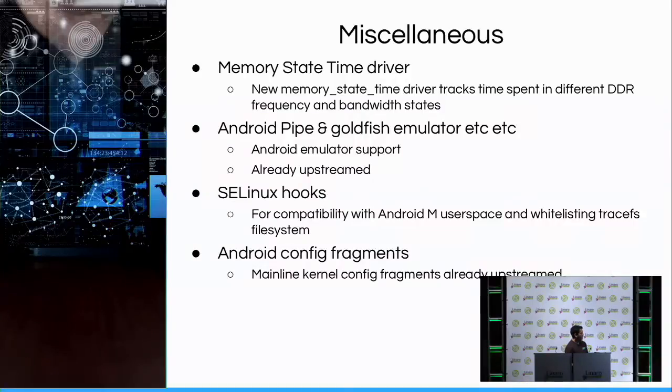And finally, Android config fragments. These config fragments recently got merged mainline. Rob Herring merged them. Right now, these config fragments only contain the fragments which are available in the mainline tree. So Android still contains about 4 or 5 patches with config fragments which are specific to the AOSP kernel.